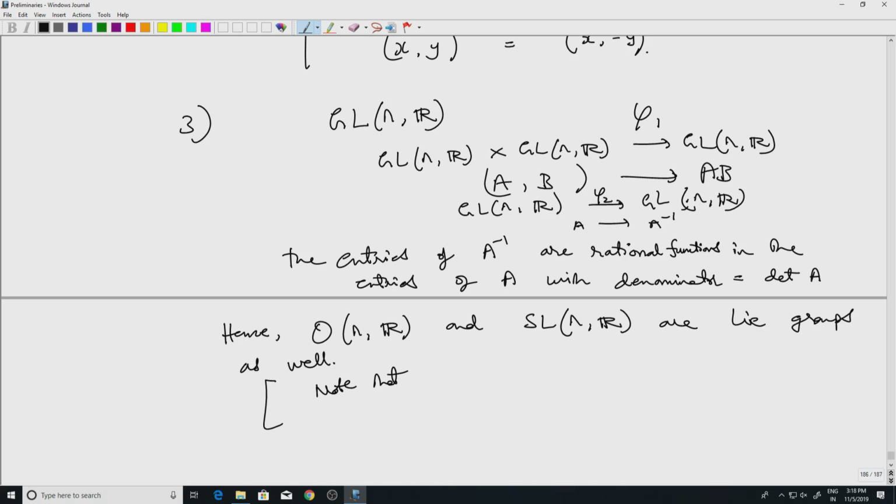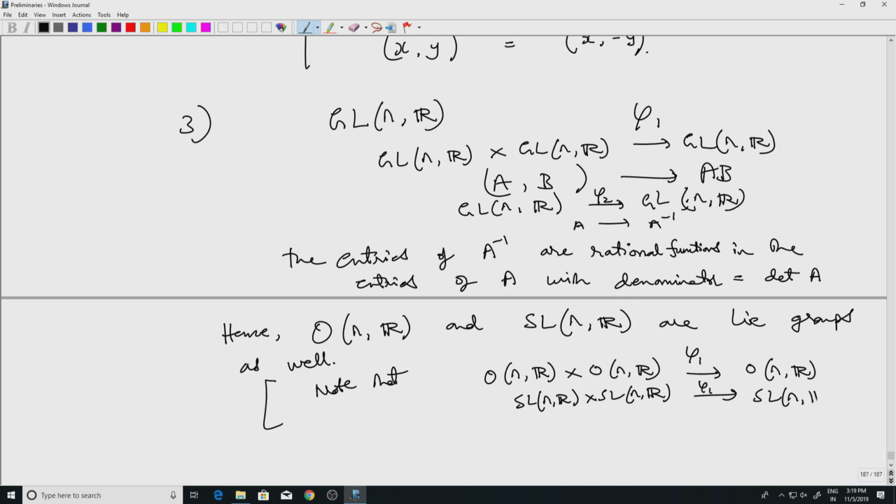When I do ONR times ONR, we know that the product of two orthogonal matrices is, after all, this is a subgroup, so matrix multiplication preserves it. So the same phi1 that I had here, when I restrict it to ONR cross ONR, it will go back to ONR. And similar for SLNR as well. This is the very definition of a subgroup. Similarly, phi2 will take ONR to ONR and SLNR to SLNR.